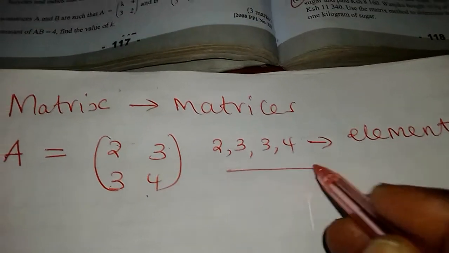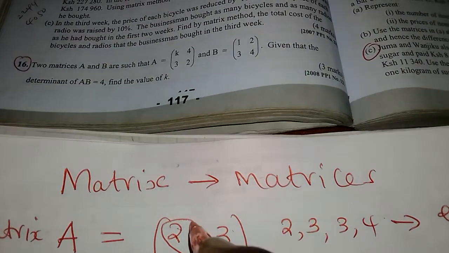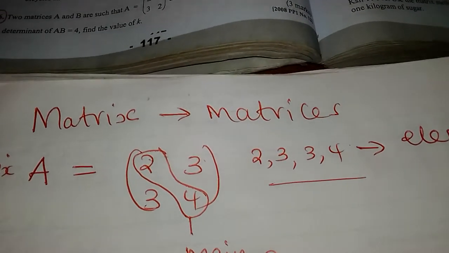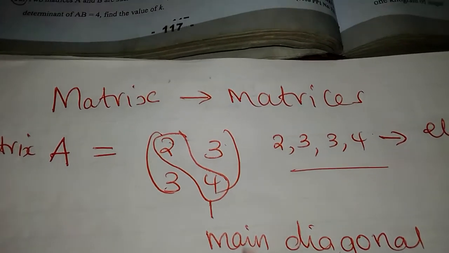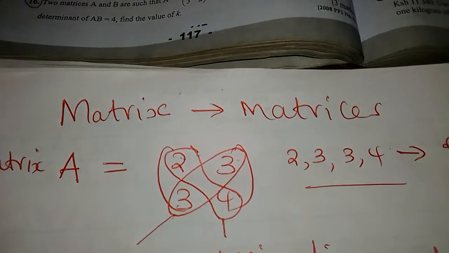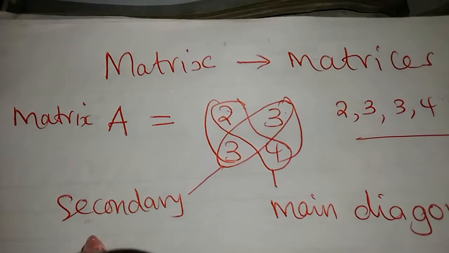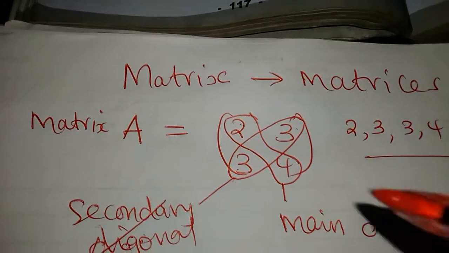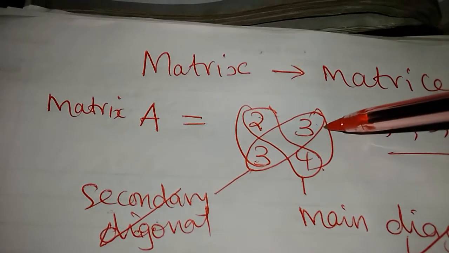Remember this one gets referred to as the main diagonal of a matrix. Then this one gets referred to as the secondary diagonal. So take note of these two very important concepts: main diagonal and secondary diagonal. 2, 4 is the main diagonal, 3, 3 is the secondary diagonal.